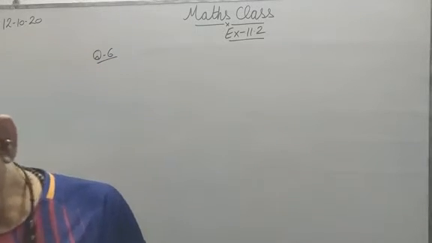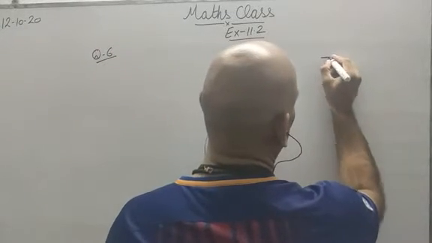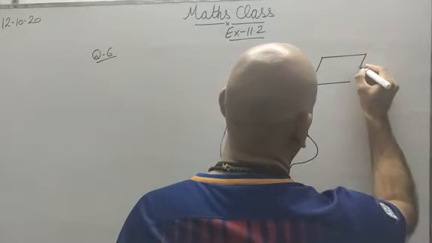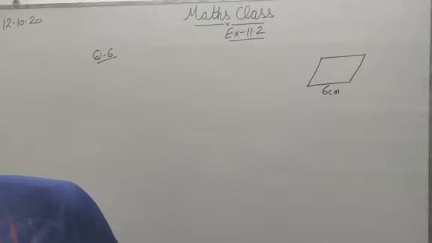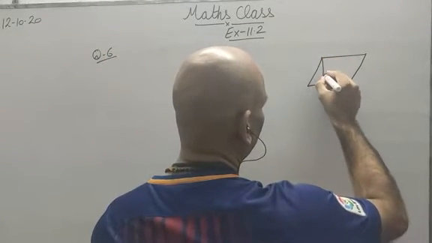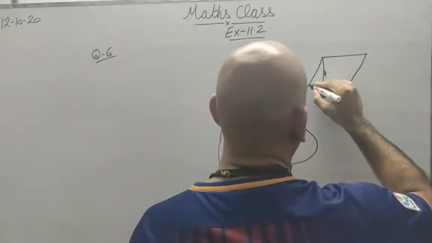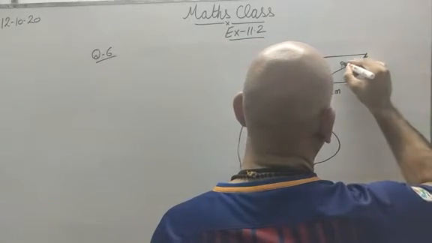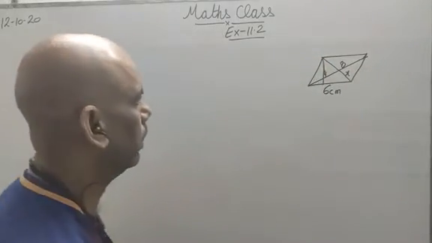What is question number 6 saying? Find the area of the rhombus whose side is 6 centimeter. So we have a rhombus whose side is 6 centimeter, and whose altitude is given as 4. If one of the diagonals is 8, find the other diagonal. One diagonal is given, that is 8, and he is asking for the other diagonal.